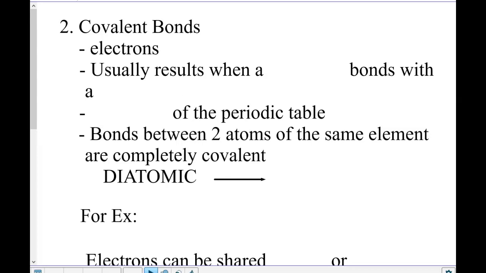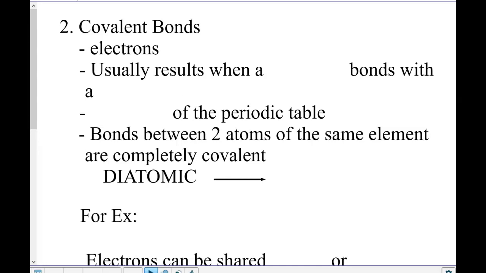Kiddos, so we're going to talk about the next kind of bonding. The next kind of bonding is called covalent bonding. So I'm going to write this down. You're also going to need your periodic table, so you should have that handy. All right, so bonding type number 2, covalent bonds.